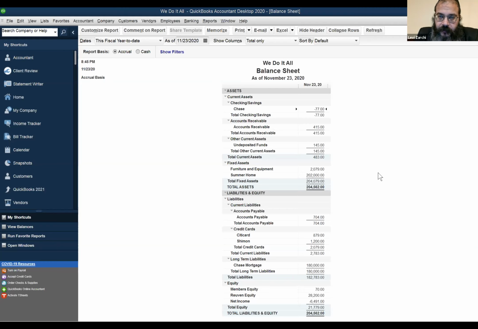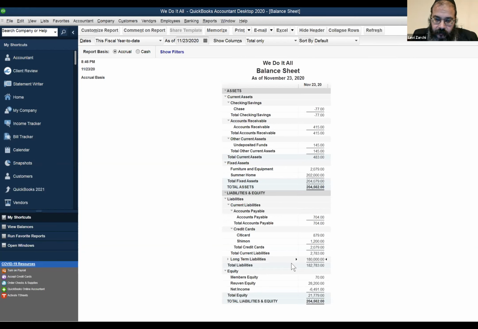So let me go through again the balance sheet. Let's see the asset. In the asset, we have the summer home, and that also makes sense: $200,000 the purchase, $2,000 the closing, as we said. Everything else, the other $5,700, went into the expense. You go further down, just like we accounted for the $27,700 for the members' equity, you have the Chase mortgage showing up on long-term liabilities.